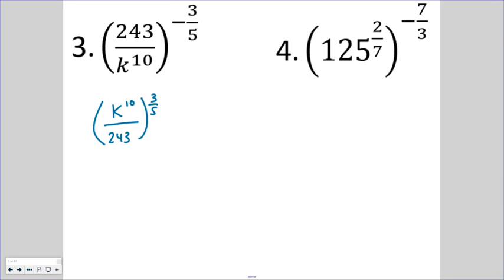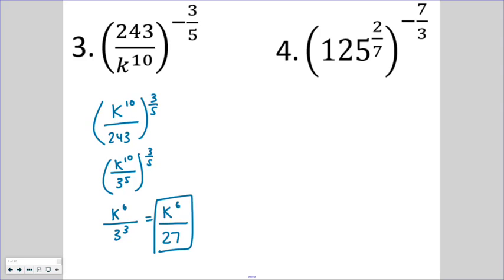I am going to change 243 first, though, to 3 to the power of 5. We want to make sure everything's in its smallest base. And then things kind of magically work themselves out. So on the top, we're going to have k to the power of 6 because 10 times 3/5 is 6. And then on the bottom, this is 3 cubed, and then we simplify. We never leave anything we can simplify unsimplified. This becomes k to the 6th over 27.